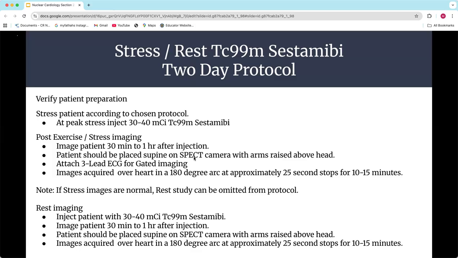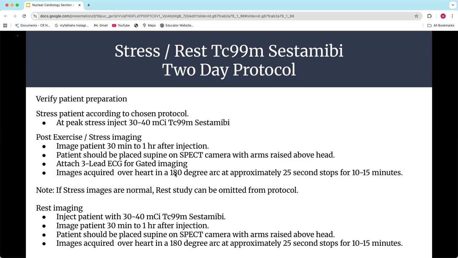And the camera protocol in terms of imaging is going to be the same with pretty much all of these. They're going to be placed on the SPECT camera, arms raised above the head. We're going to attach the 3-lead EKG because these images are often gated. And so most of your places, I'm sure, gate the images, at least the stress image, or at least one of the images.